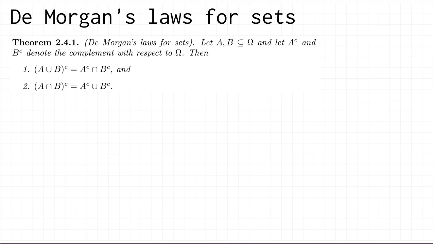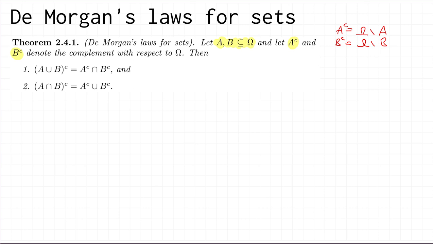So here are De Morgan's laws for sets. We take sets A and B, which are subsets of some larger set omega, and we let A superscript C and B superscript C be the complement with respect to omega. A complement is the thing that I defined on the introductory slide. It is omega set difference A, and B complement is omega set difference B, the set of all things which are in omega and which are not in B.